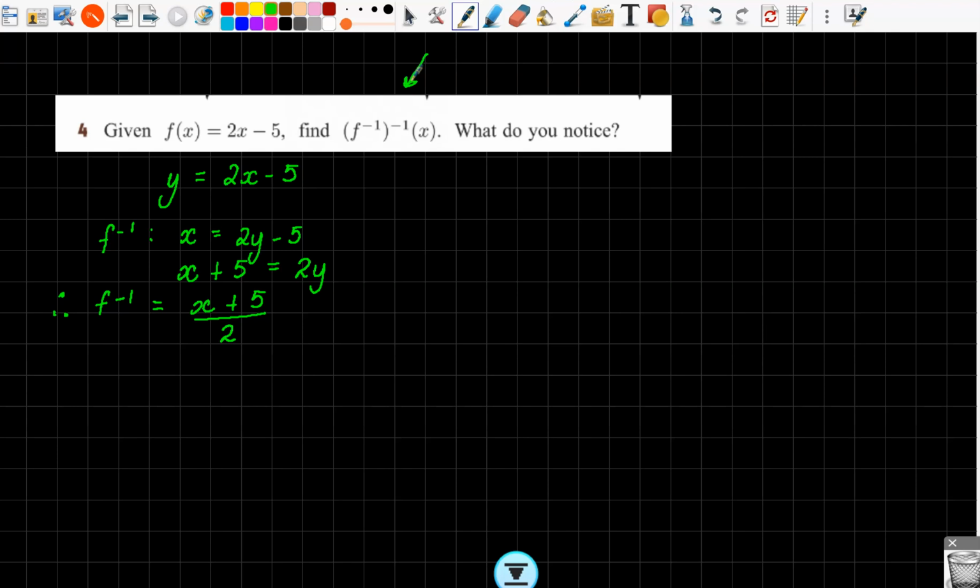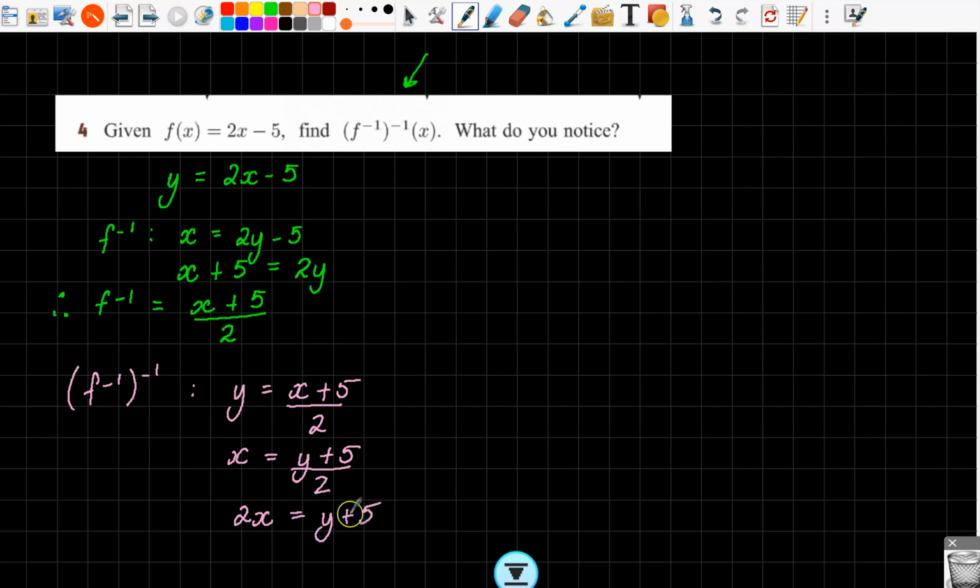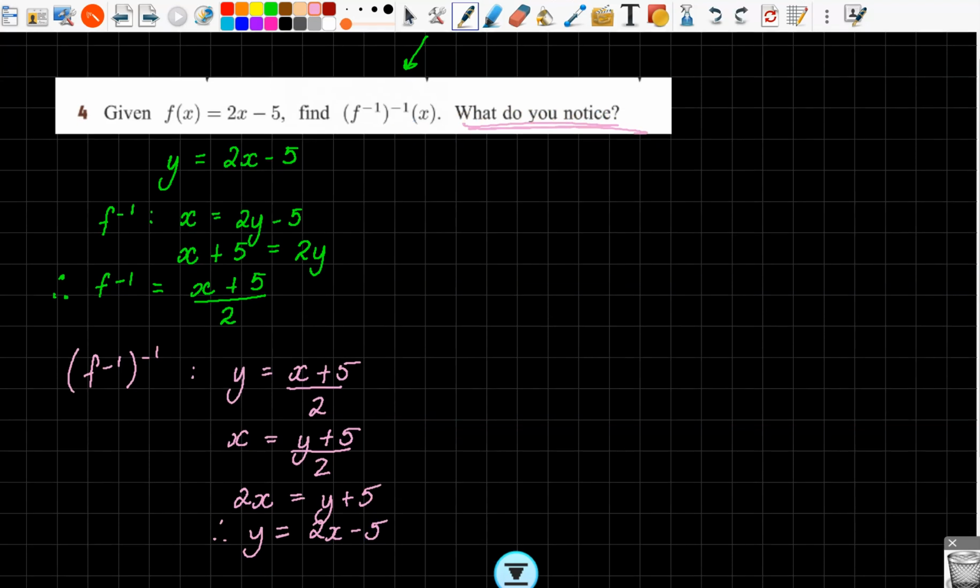So, again, for me to be doing this, it's been a long day. I still have to say, okay, y equals x plus 5 over 2. And then we do the switcheroo. So x equals y plus 5 over 2. And you have proven what you have thought. What did you notice? It came back to the original. Huzzah, huzzah.